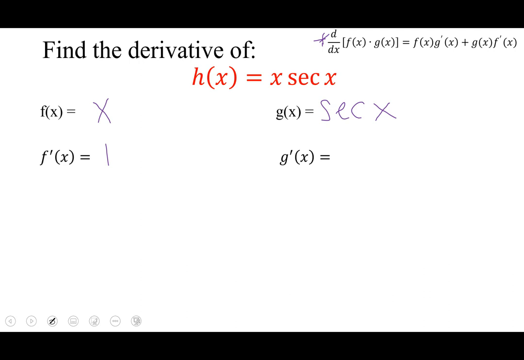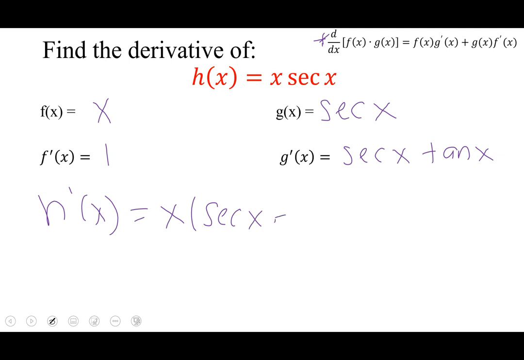The derivative of x is 1. The derivative of a secant is a secant times a tangent. And yes, you do need to have both. This is h of x. So the derivative of h of x is h prime of x. And again, using the product rule, it's going to be the first, x, times the derivative of the second, which is the secant times the tangent, plus the second, which is the secant, times the derivative of the first, which is 1. From here, there's not too much that can be done.